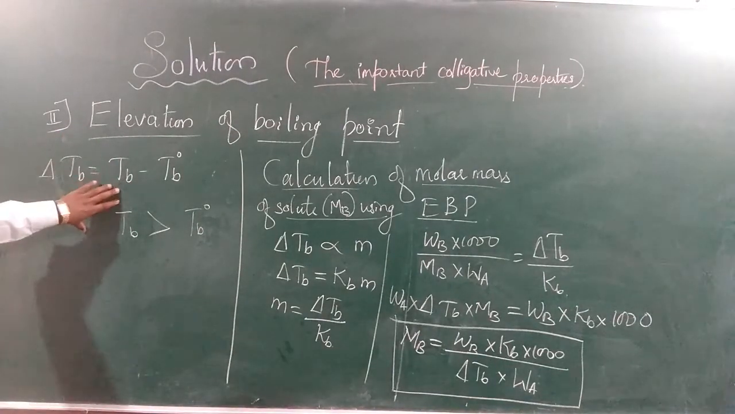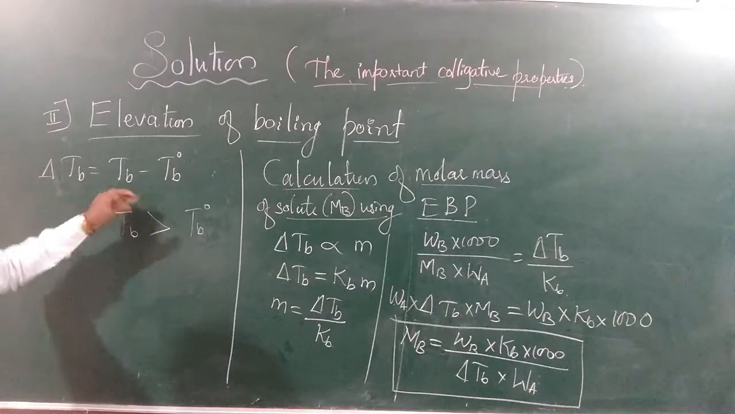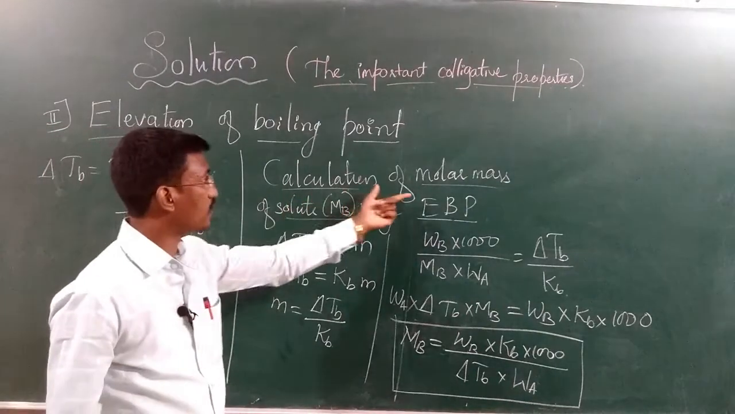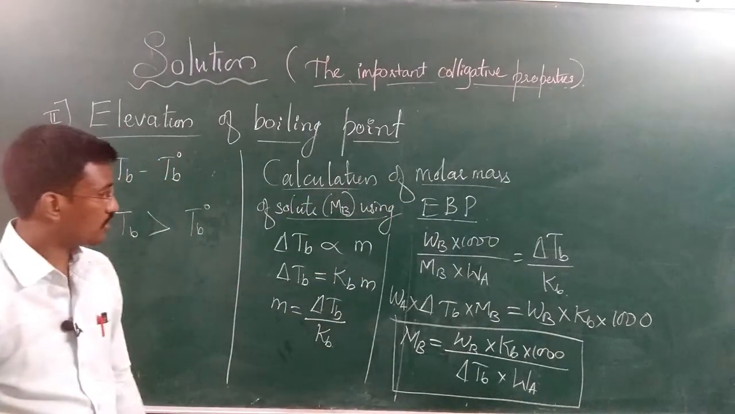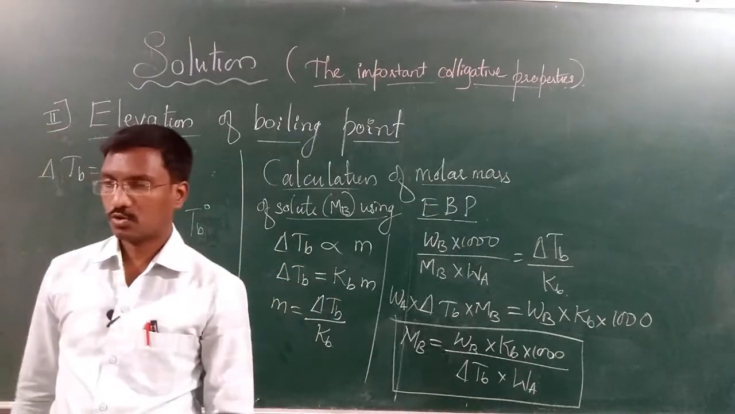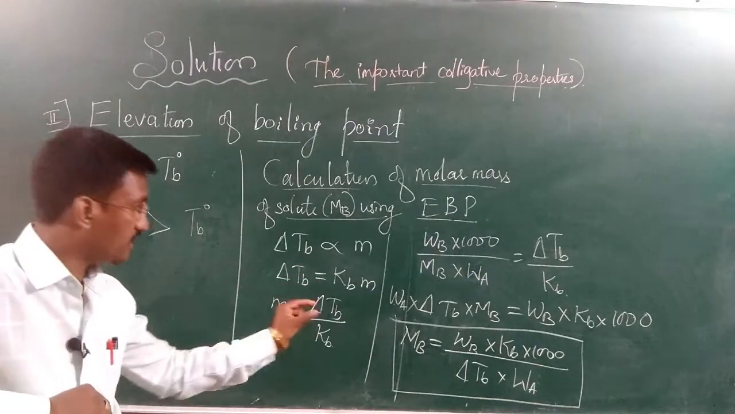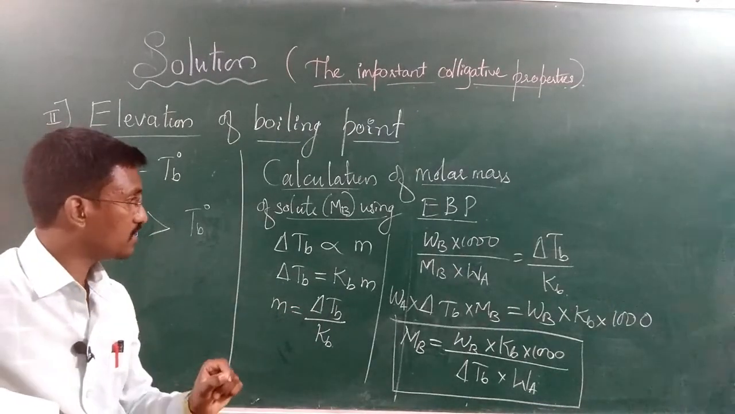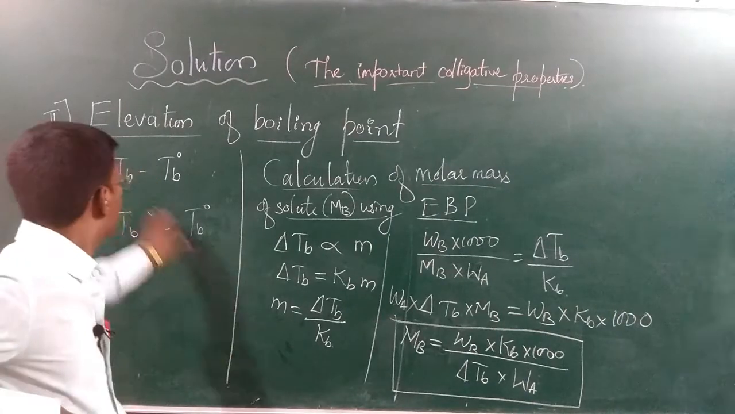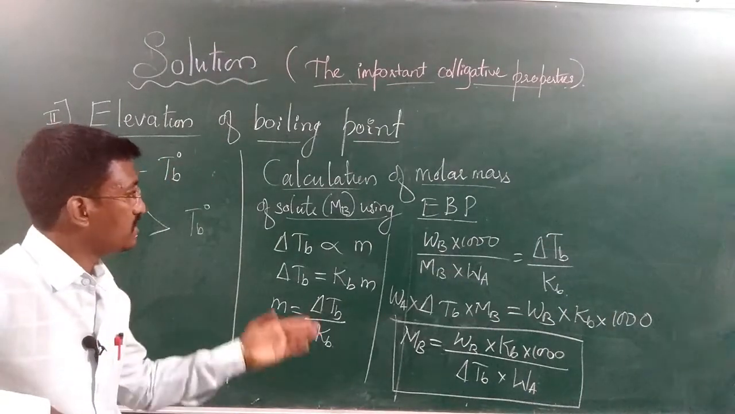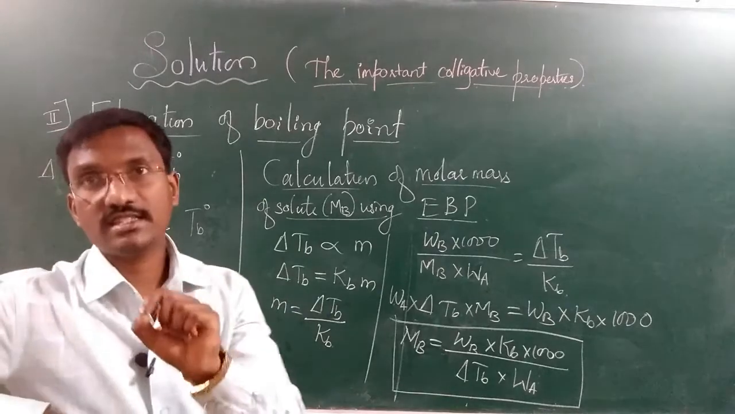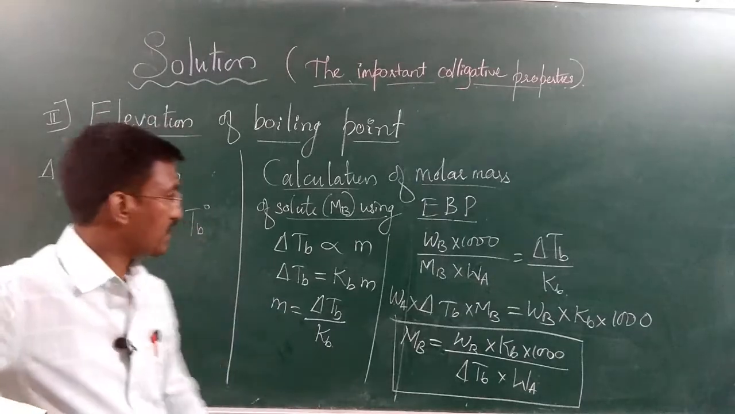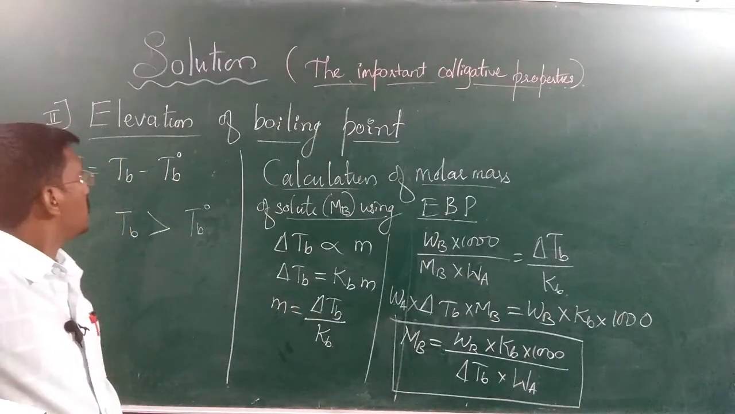Elevation of boiling point is nothing but the difference between the boiling point of the solution and the pure solvent. Based on this expression, we are calculating the molar mass of the solute, that is MB is equal to. I think you can define the terms. M means molar mass, W means given mass, delta T means given elevation of boiling point, Kb is the constant, whereas A is the solvent and B is the solute. You should know this one. Simple answer.